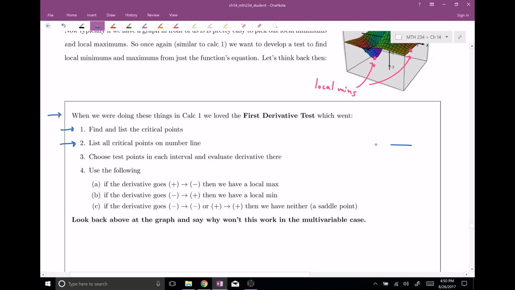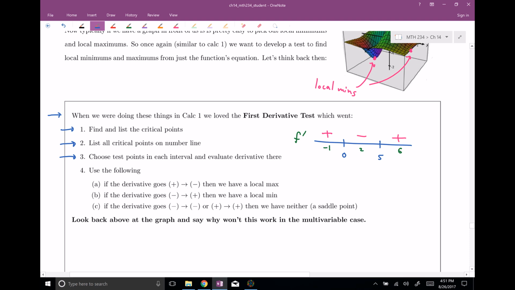So maybe I have a couple of them here, say 0 and 5, and we would choose test points. Something like -1, here's a test point in this interval, 2, and here's a test point over here, 6. We would test these and figure out if the derivative is positive or negative on each one of these intervals. So maybe it goes positive, negative, positive, something like this. Again, we choose those test points in each interval and evaluate the derivative there, see if it's positive or negative.